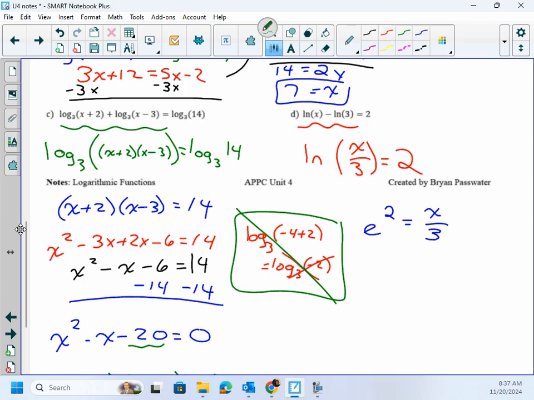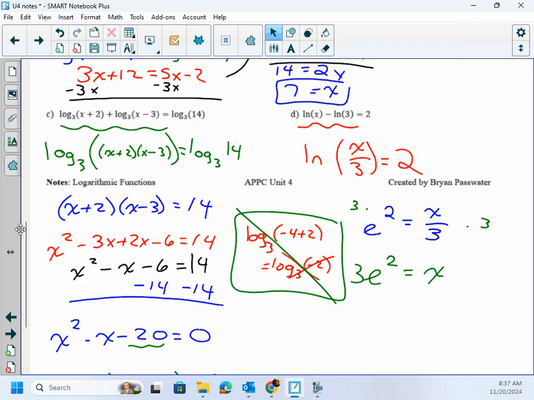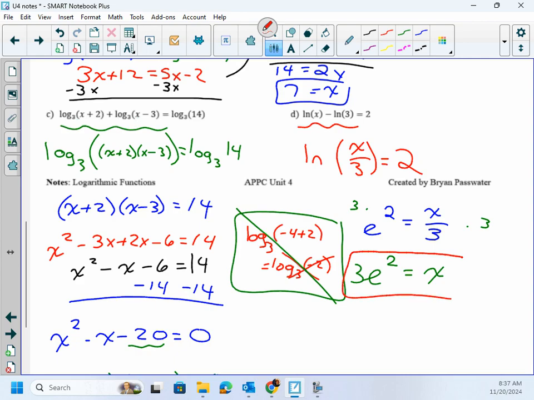I need to solve for x. So I'm going to multiply by 3. So 3e squared equals x. That, ladies and gentlemen, is my final answer. Solve for x. The question is, is it valid? So 3e squared is a positive number, and when I stick that in natural log of x, I'm good to go. It's a positive number. There's my final answer. We're good on that one.